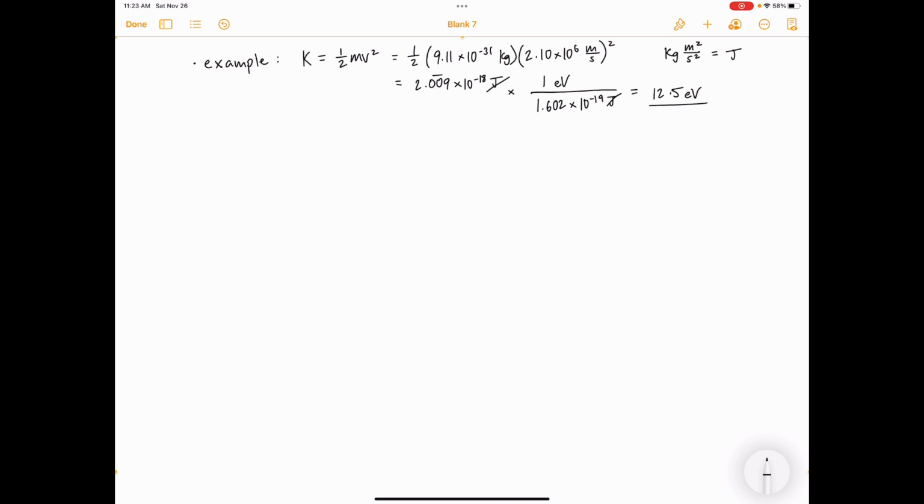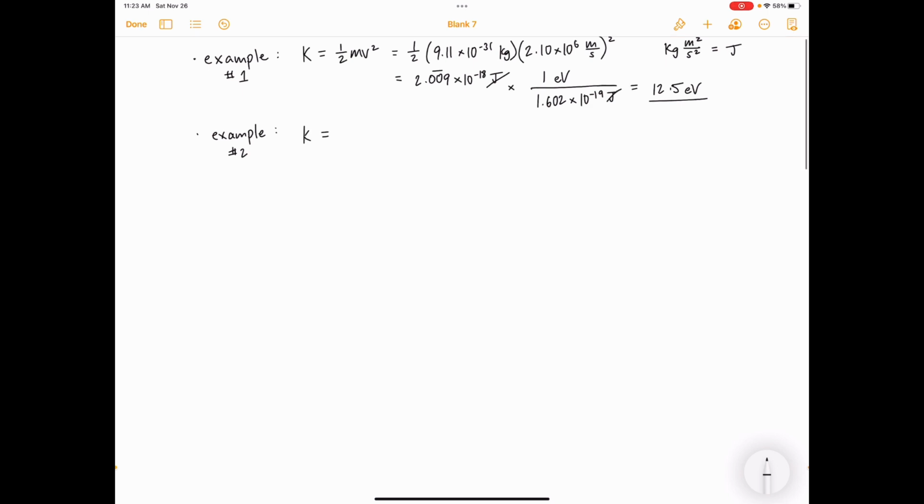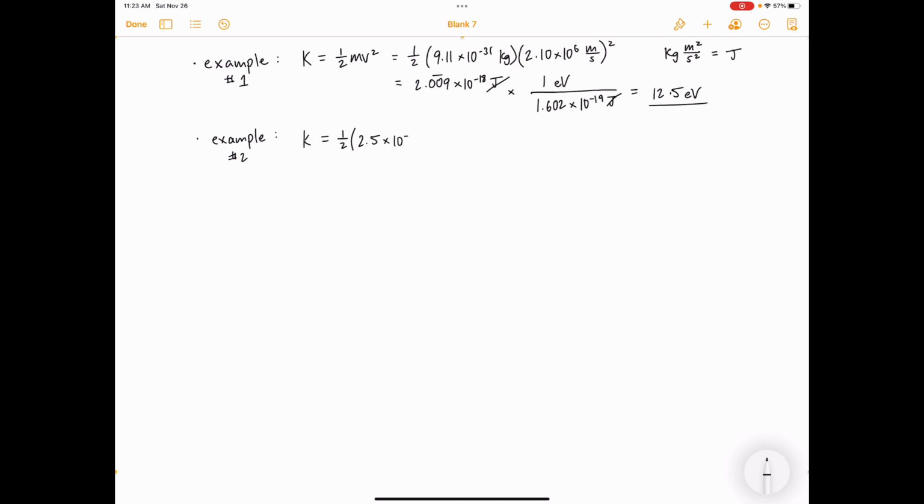Okay, so that was example number 1. Let's do example number 2. This is the mosquito. All right, same kinetic energy formula applies. So let's plug in everything we know. It's 1/2, and then m is the mass of the mosquito. Okay, so this was 2.5 milligrams. Remember, milli is 10^-3. So now we have 2.5 × 10^-3 grams. But we want to get this in kilograms, so we need another factor of 10^-3 to get it in kilograms. Okay?